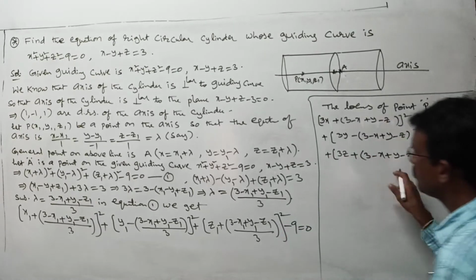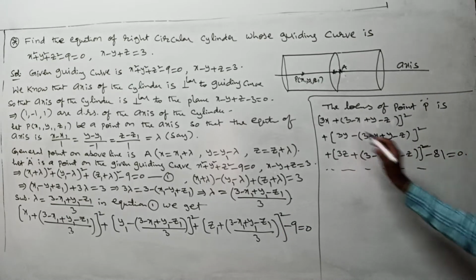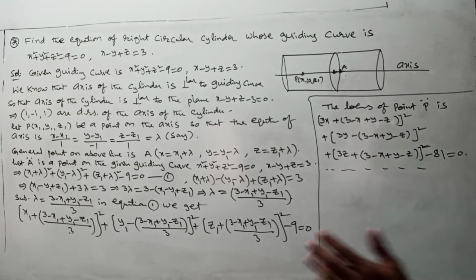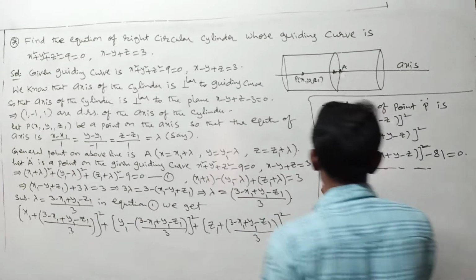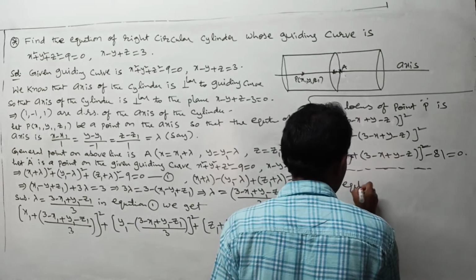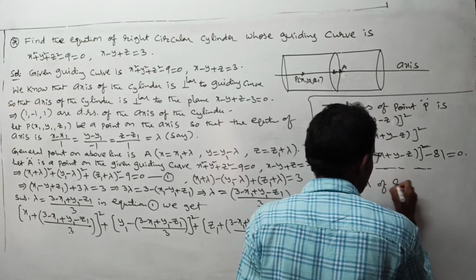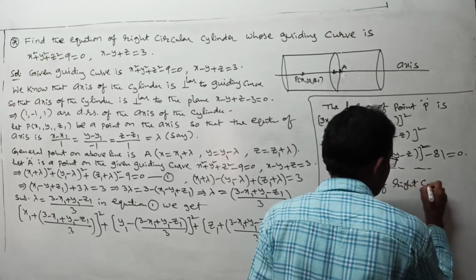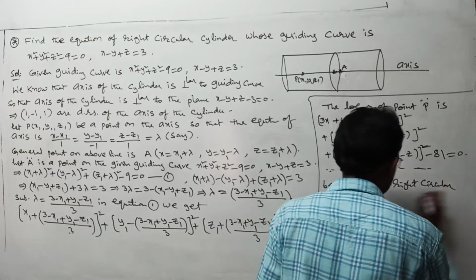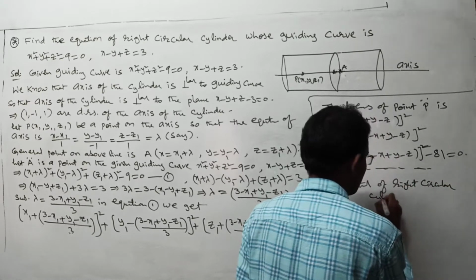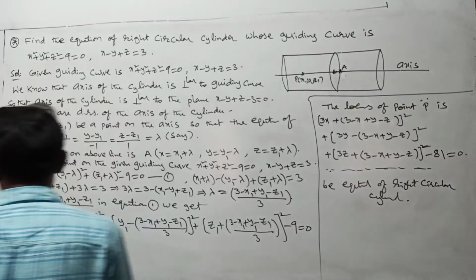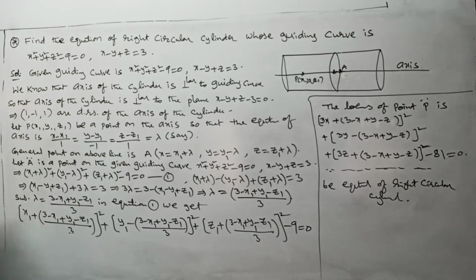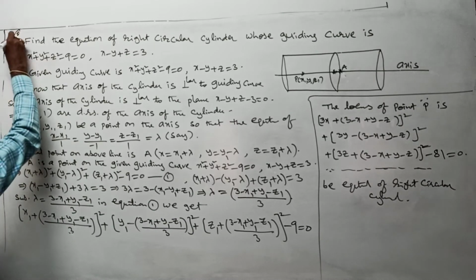This is your cone, but do further simplification. After this is complete, you can proceed with the a plus b whole square formula and simplify it. This is the equation of a right circular cylinder. This is about your problem, one special problem which is in your practical list. This may be in the practical list.